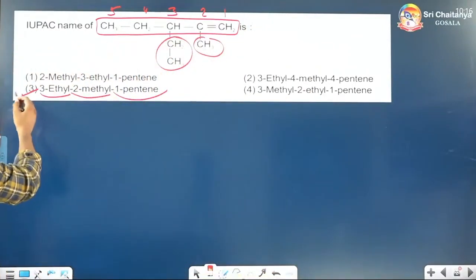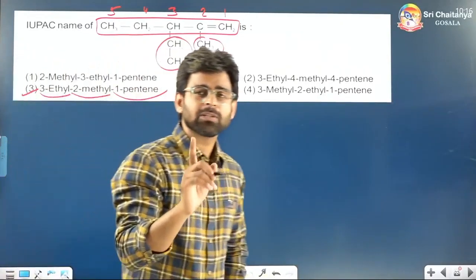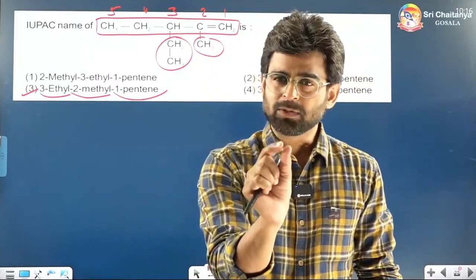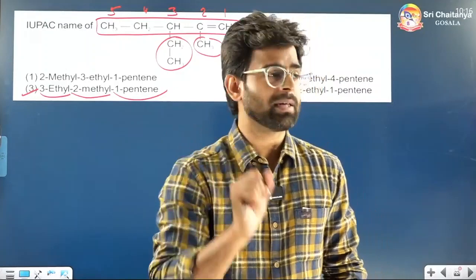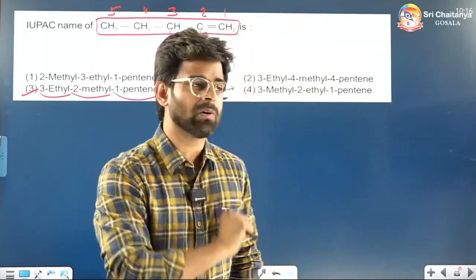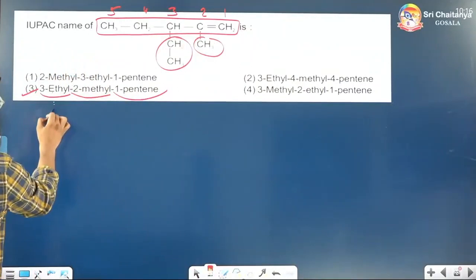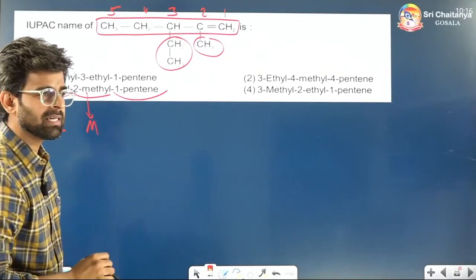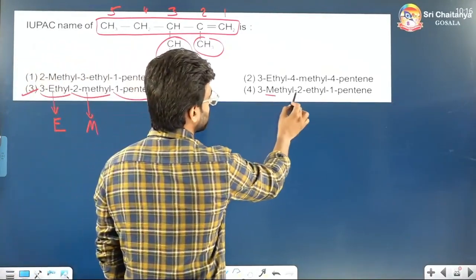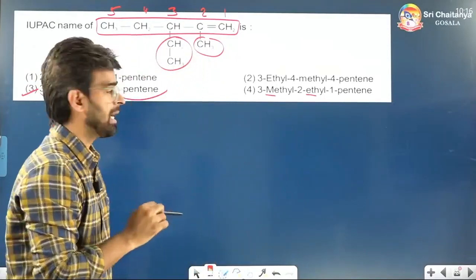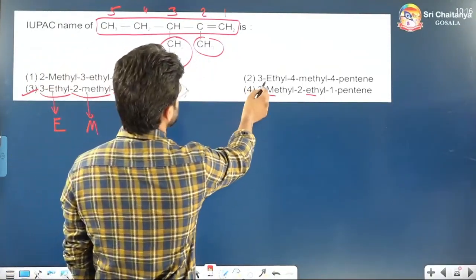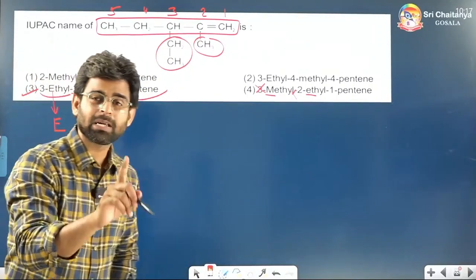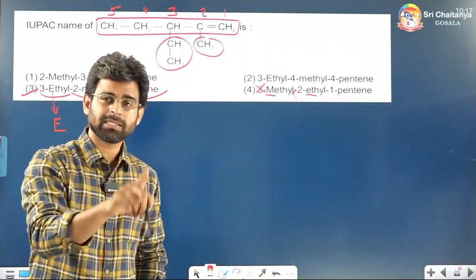Very good. Why is the fourth wrong? When there are 2 substituents, you will write the substituents in alphabetical order. In ethyl, E will come first, then methyl, M. Clear? Here you are writing M before E. It is the wrong thing. And here the numbering is also wrong, na? Numbering is also wrong, and alphabetical order you have to follow.